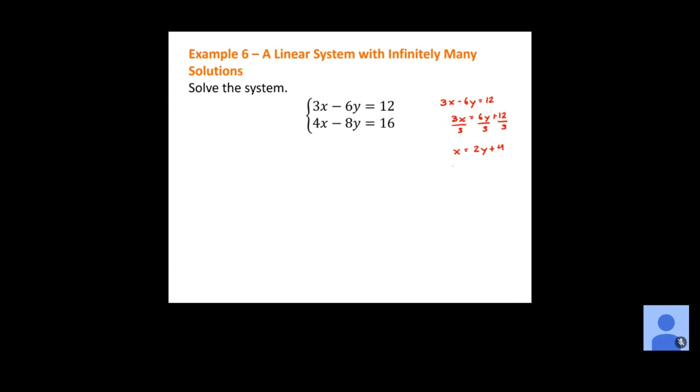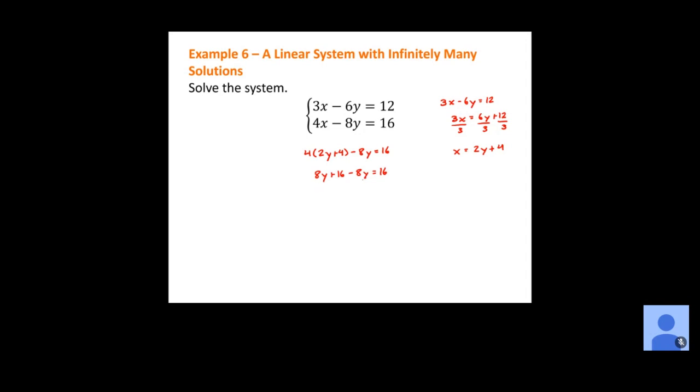Now that I know what x is equal to, I can substitute that into my other equation. Okay, and again, that's the key. Don't plug it back into the one we just solved. It has to go in the other one. We're going to have 4 times the x value, 2y plus 4, minus the 8y equals 16. Distribute. It's going to give us 8y plus 16 minus 8y equals 16.